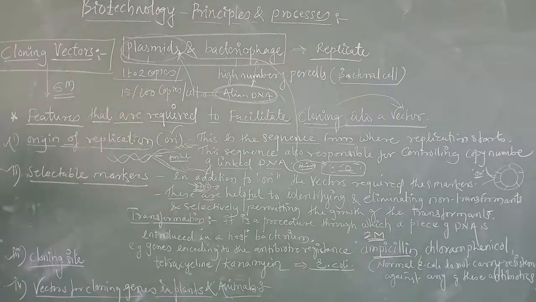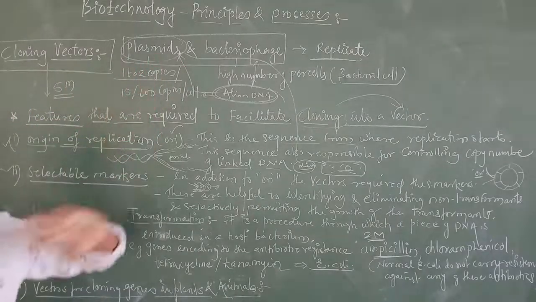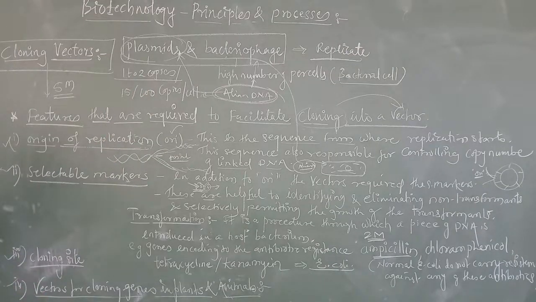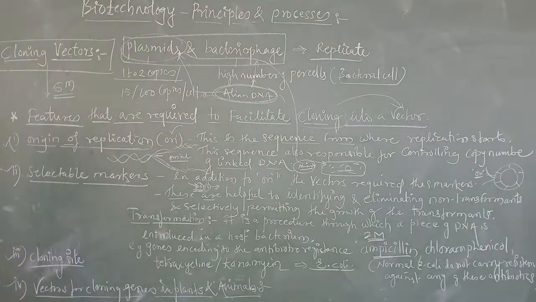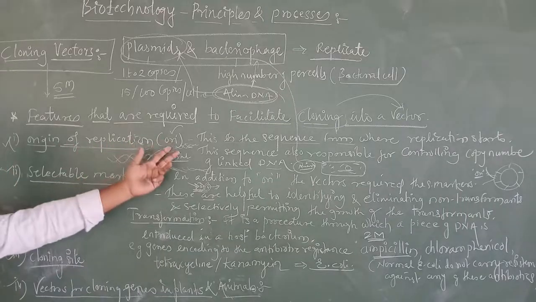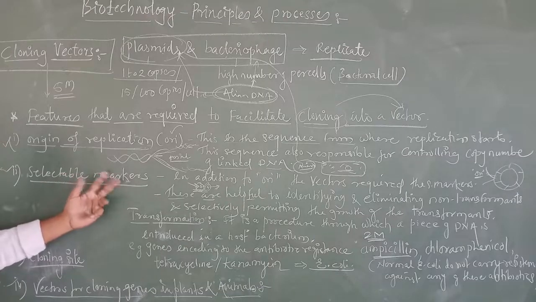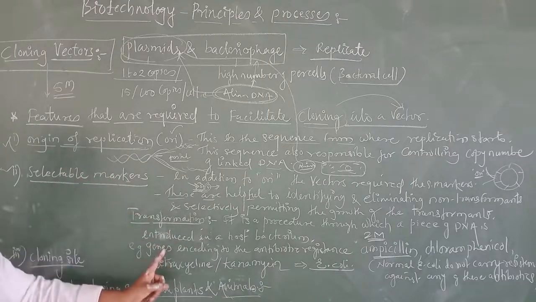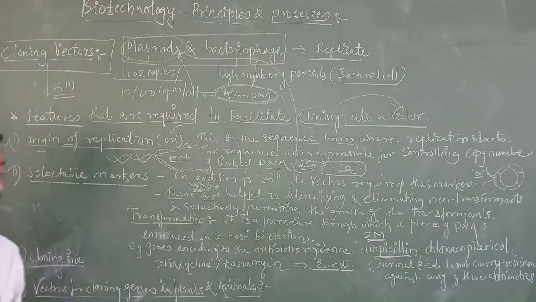They have a self-replicating capacity. The plasmids are fewer in number as compared to the bacteriophage. Now the plasmids are used as a vector. Understood? Then we study the features that are required to facilitate cloning into the vector. Those are the origin of replication, that is the ORI. Second one is the selectable markers, in the sense genes encoding antibiotic resistance.